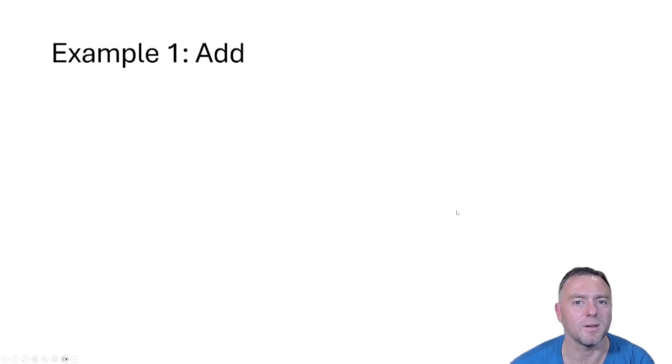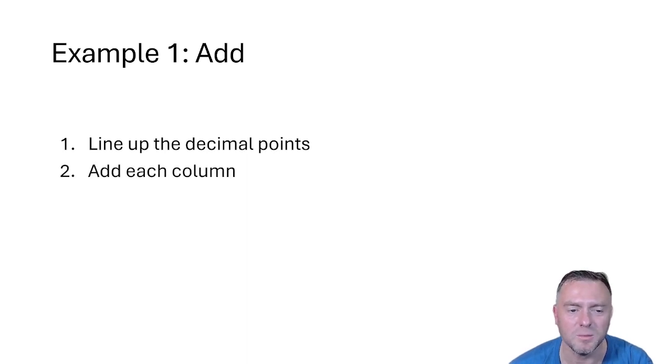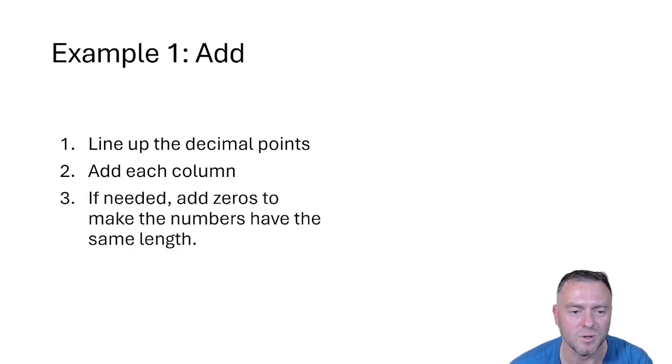So when we add, it's a very simple process. Line up the decimal points. As soon as you've done that, everything else will fall into place because it's exactly the same as what you've done for years. You then add up each column and then transfer across. If needed, add in some zeros if the numbers don't have the same length.